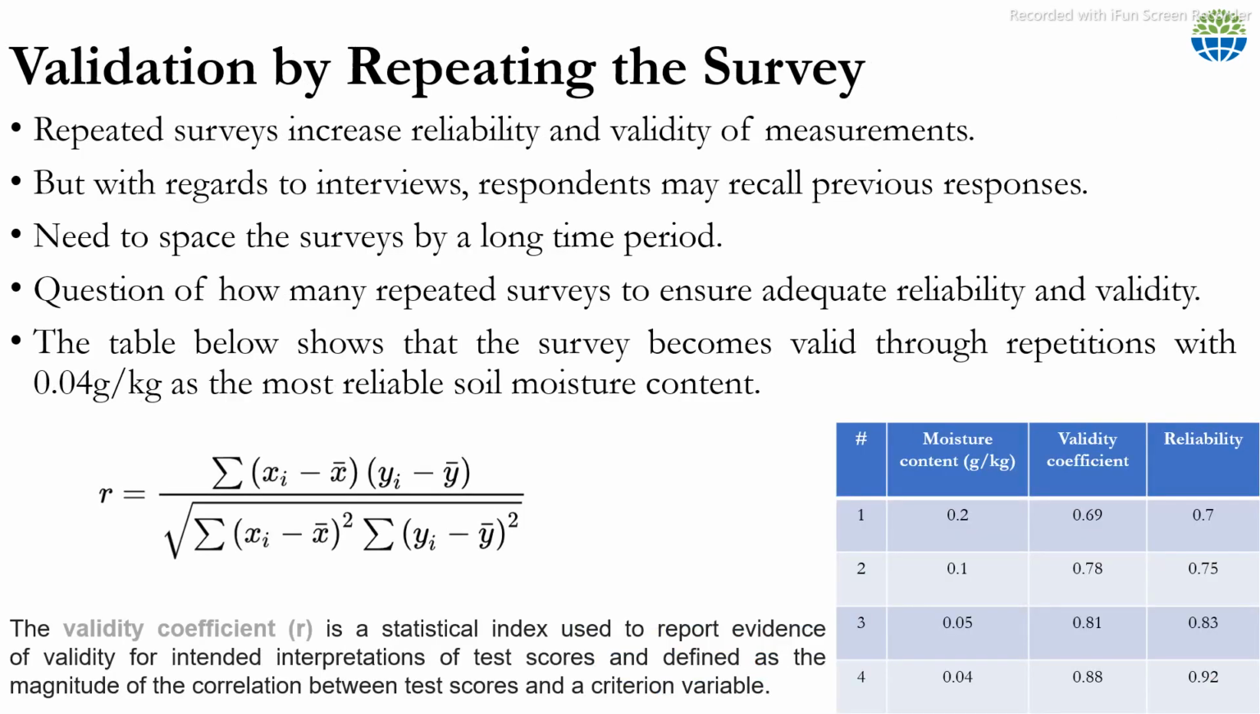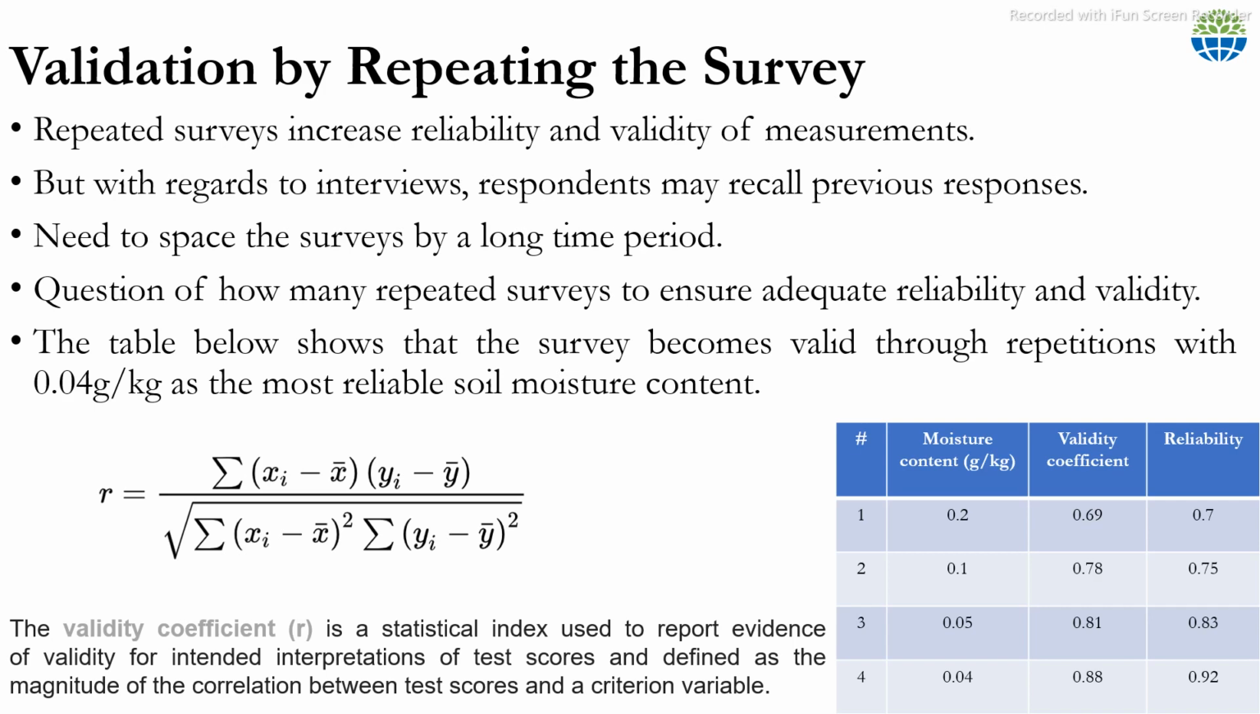The second method is validation by repeating the survey. If outliers are there, like you are expecting something and the result is very different, then what should we do? We can go for repeating surveys to increase the reliability and the validity. But with regard to interviews, respondents may recall previous responses, so you need to space the surveys over a long time period. There is also the question of how many repeat surveys are needed to ensure adequate reliability and validity. A significant number is 30, so you have to repeat the survey at least 30 times.